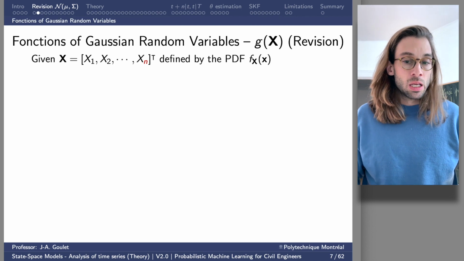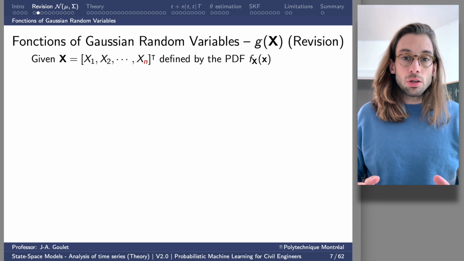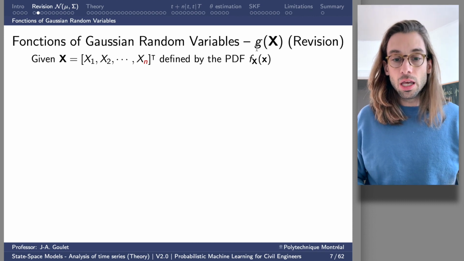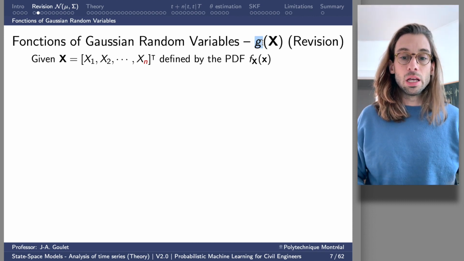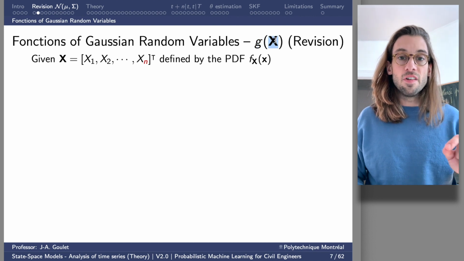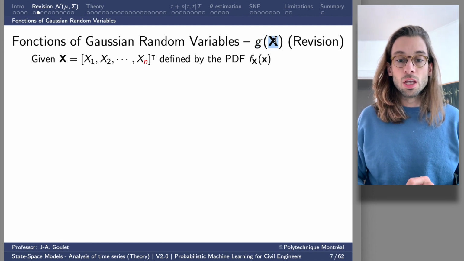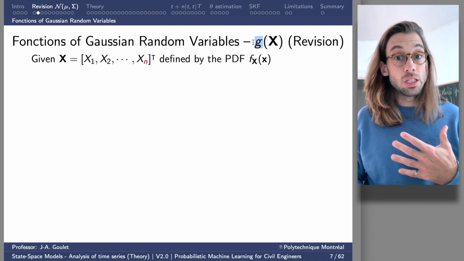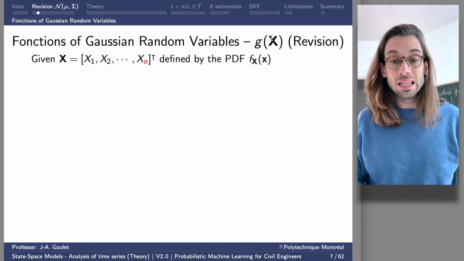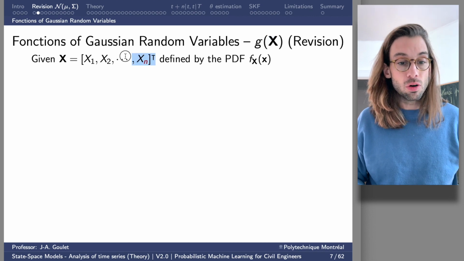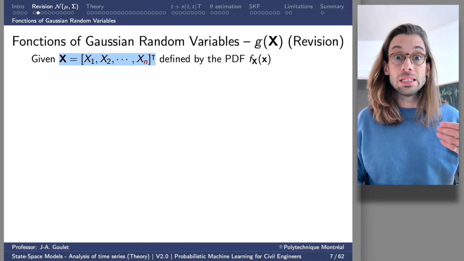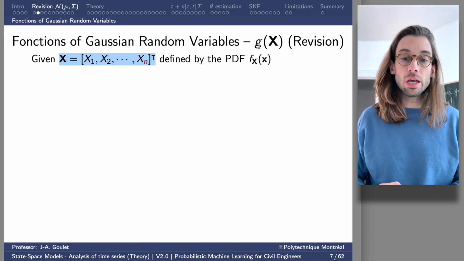First, let's look at functions of Gaussian random variables. Here g is a deterministic function, and X is a vector of random variables. Even if g is a deterministic function, since it takes as input X, which is a vector of n random variables, the output of g is still going to be a random variable.